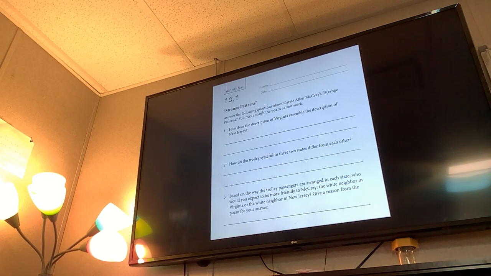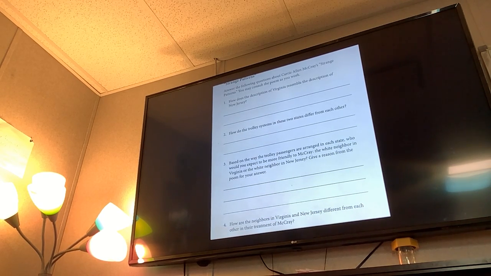We will be answering these questions together. But we've already underlined the answers. So when I read the question, a lot of your hands should go up, especially this table right here, because I've heard nothing, okay? And all the answers have been underlined. You're welcome. Are you ready? Yes. The first question says, how does the description of Virginia resemble the description of New Jersey?